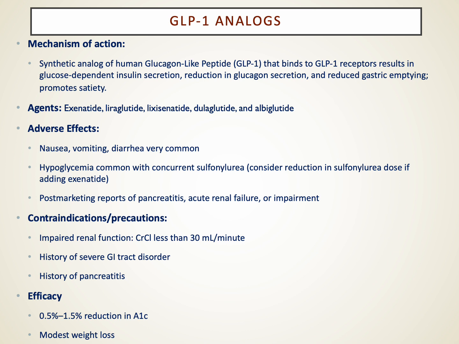Let's now move on to the GLP-1 analogs. These are synthetic analogs of the human glucagon-like peptides. And these agents have been pretty revolutionary. They've been around for about a decade or so. They're pretty well tolerated with some adverse effects associated with them. We'll talk about them. But they actually have some pretty good efficacy and some modest weight loss associated with their use.